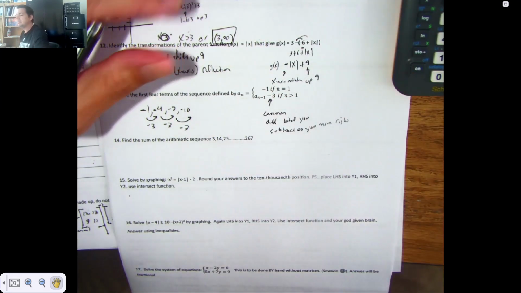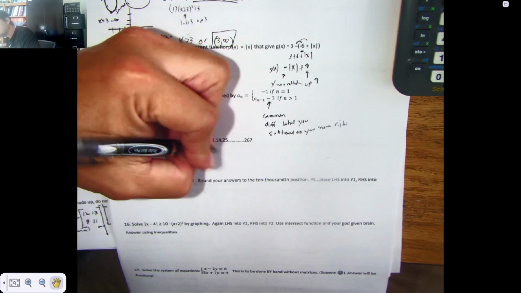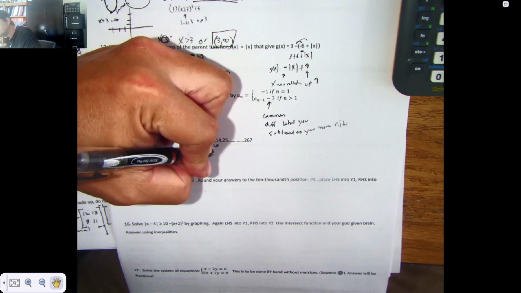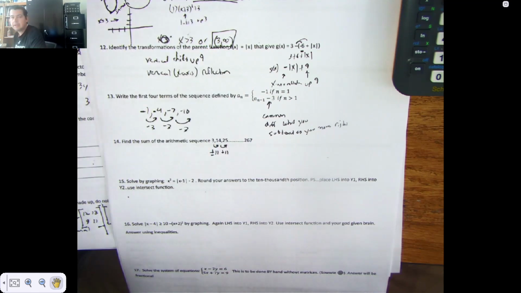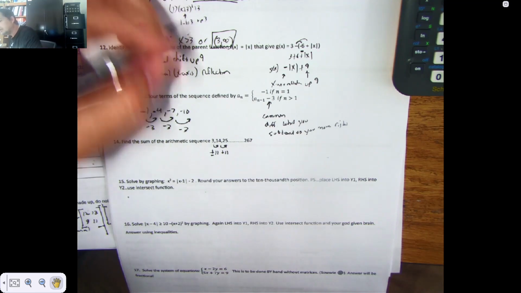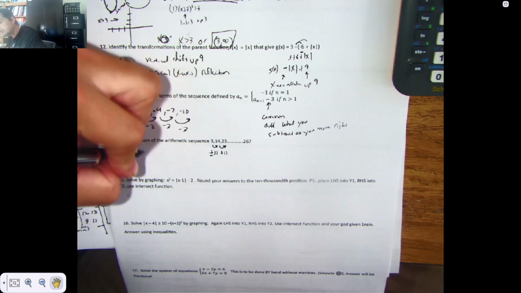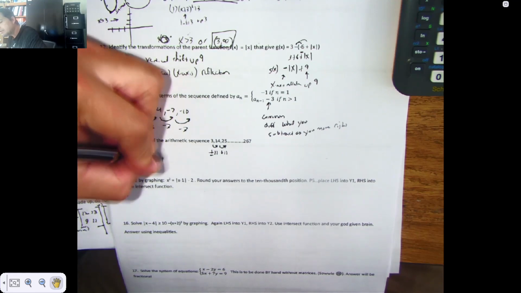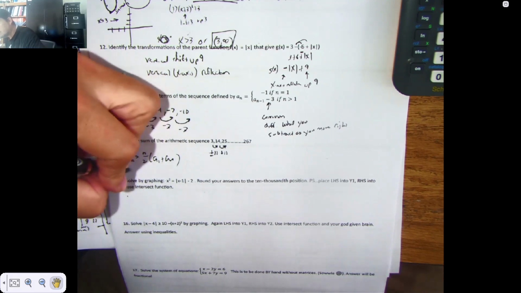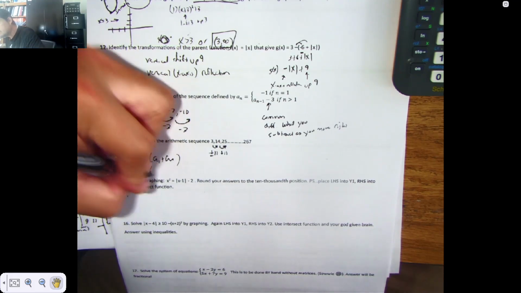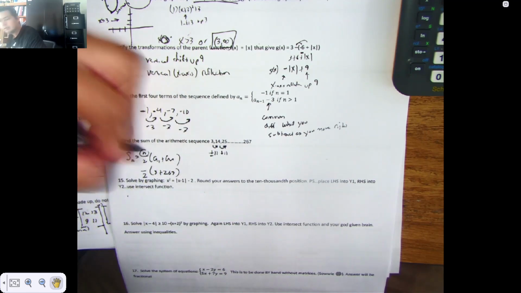All right, find the sum of the arithmetic sequence 3, 14, 25, through 267. It looks to me like we're adding 11. That's the pattern, add 11. All right. Now, I know Gauss's formula says the sum of n things is n over 2 times a sub 1 plus a sub n. I know this. I know the first term is 3. I know the last term is 267, but I don't have a clue what n is.